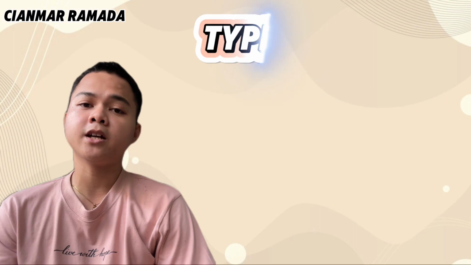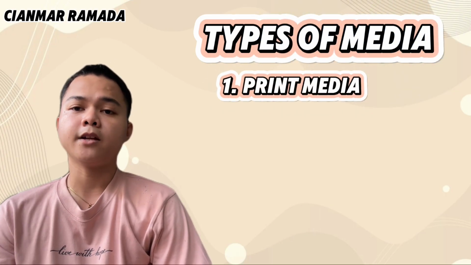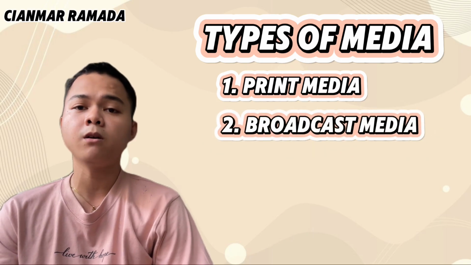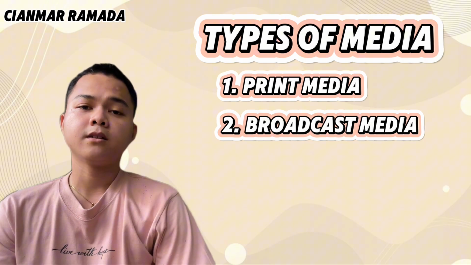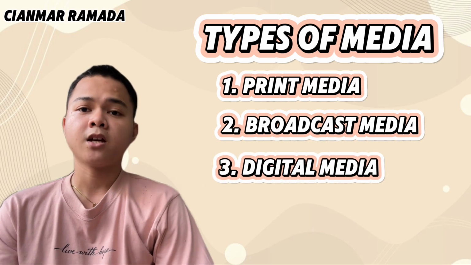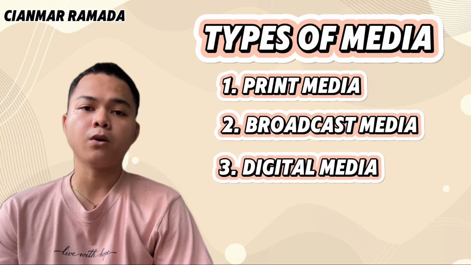So there are types of media. First is print media, which includes books, magazines, and newspapers. The second is broadcast media, which involves radio, film, and television. The last one is digital media, which includes email, internet sites, social media, and internet-based video and audio.